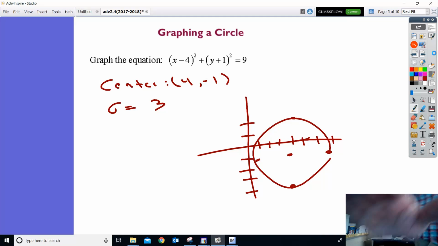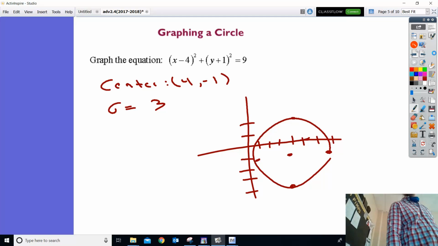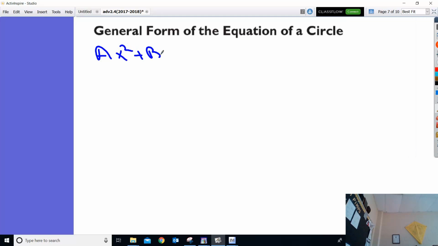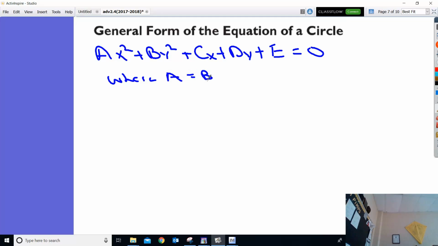So what's up next is something we call general form. If it's not the next thing in your notes, we'll skip to it until it is. Ah, it is, general form. General form of an equation of a circle looks a little bit funny. It's ax squared plus by squared plus cx plus dy plus e equal to 0, where a equals b and a and b are not 0. That's general form.